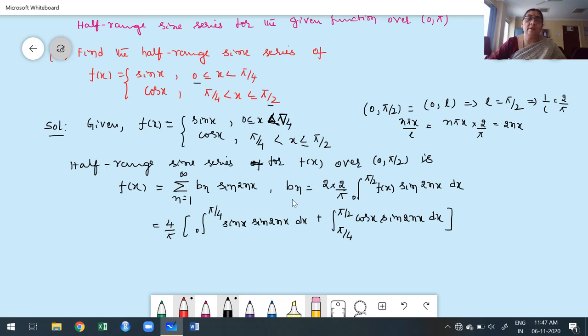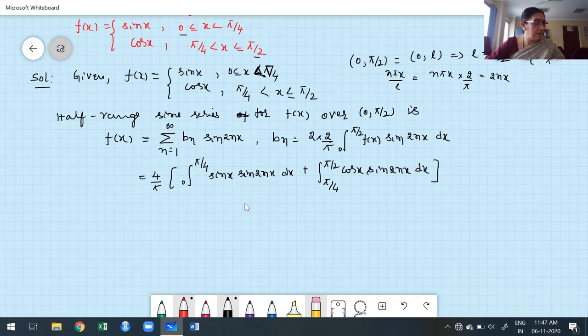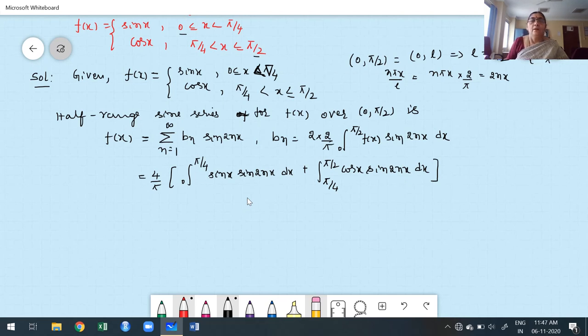Now, in the next step, I want to evaluate this by using the transformation formula, because it's a product of two trigonometric functions. Madam, why don't you go for the UV rule or Bernoulli's rule? We can't go for Bernoulli's UV rule because none of the functions becomes zero after a few derivatives. Suppose you apply the UV rule, the terms go up to infinity in both the first integral and also the second integral.